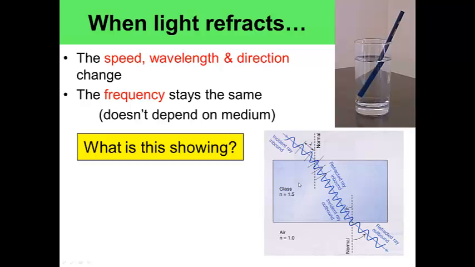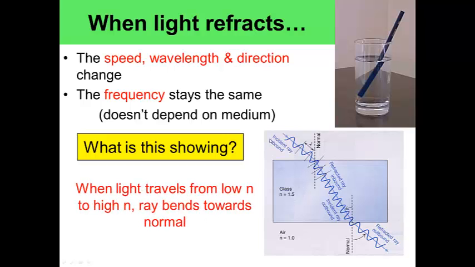What is this showing? So here you have when light travels from low n to high n, the light ray bends towards normal. So this angle is getting smaller. When it goes from high to low, it goes away from normal, so this angle is getting bigger, and so this angle should equal this angle.